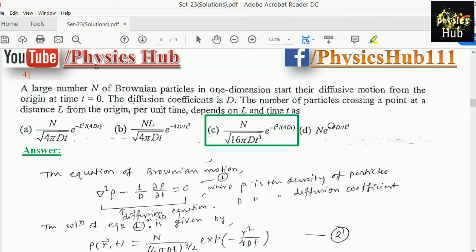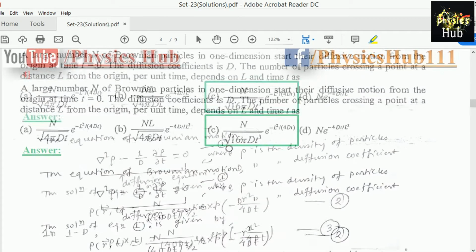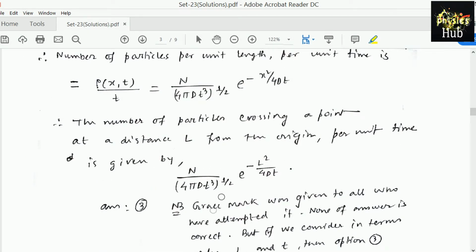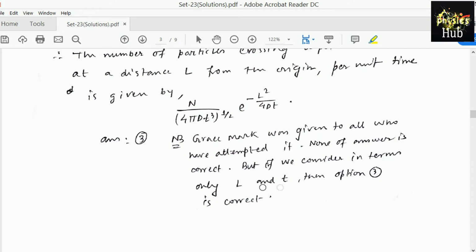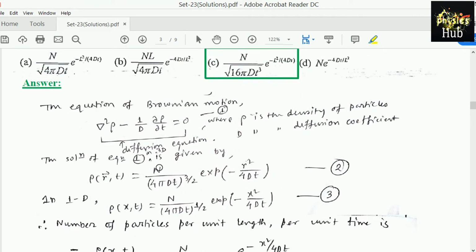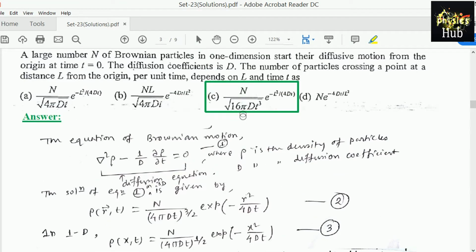Now, none of the options is matching our answer, but you can see the power of t is matched in option 3. So with respect to l and t, we are choosing this option. Actually, this question came in CSIR-NET and grace marks were given to all the students who attempted it. So option 3 is the correct option if we don't bother about the constant 16 pi or 4 pi.